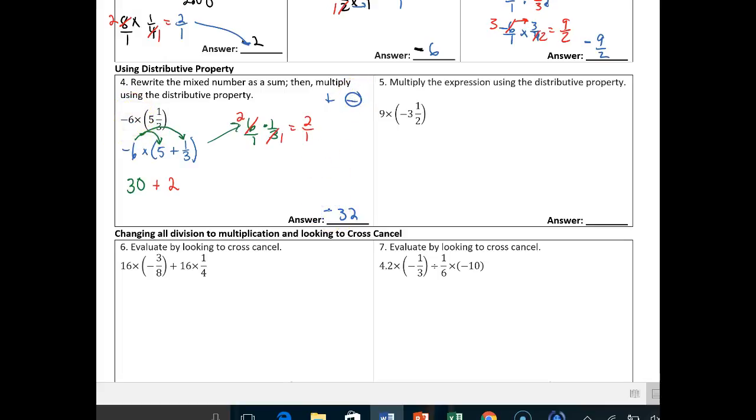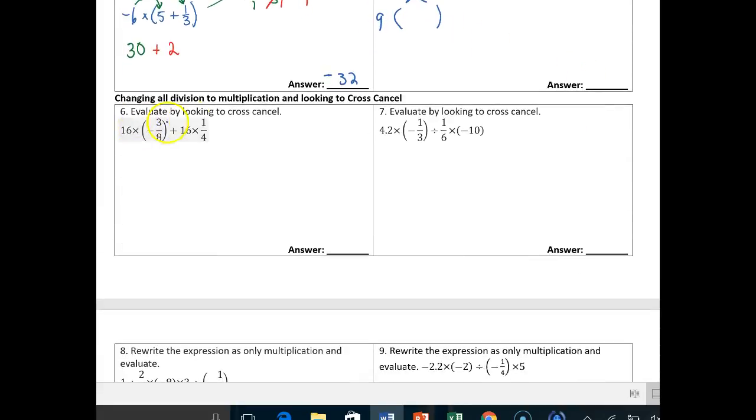Negative 32. I want you to practice the same thing on this one, splitting this guy apart and trying to use the distributive property to find your answer. All right. Number 6, evaluate by looking to cross cancel.